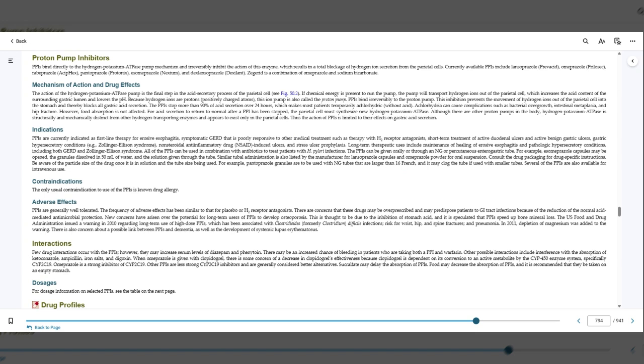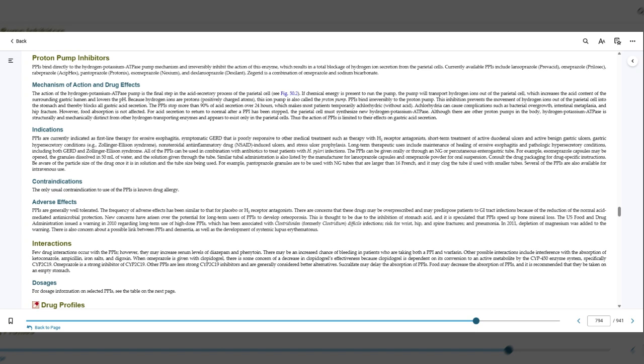That can cause complications such as bacterial overgrowth, intestinal metaplasia, and hip fracture. However, food absorption is usually not affected from this because we've got the entire GI tract to absorb food.